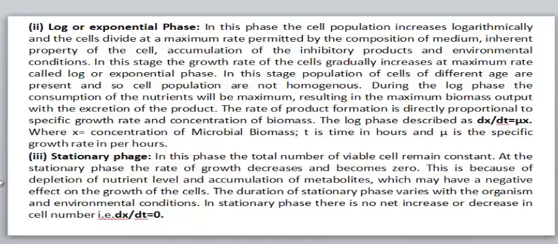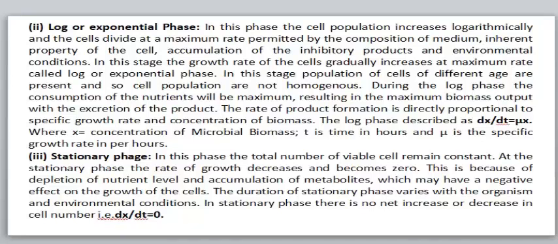Now the third stage is the stationary phase. Here, the total number of viable cells remains constant. There is no cell growth, no increase in volume or size. Cell multiplication takes place but at a very low speed, since the nutrients in the media are mostly depleted.